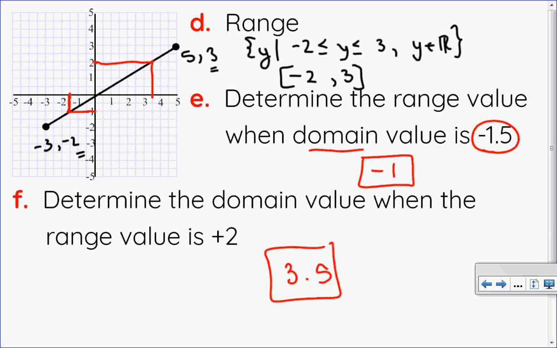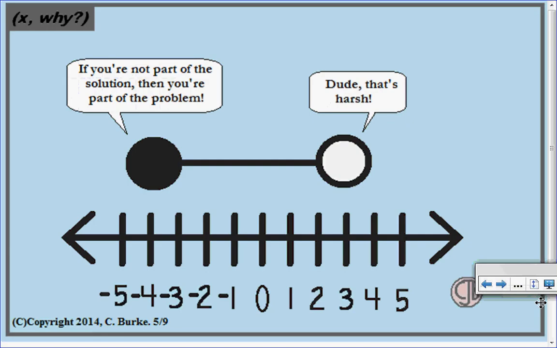So I've introduced you to functions, domain, range, continuous, and discrete data. The most important thing to remember when you're talking about interval notation: if you're not part of the solution, then you're part of the problem.